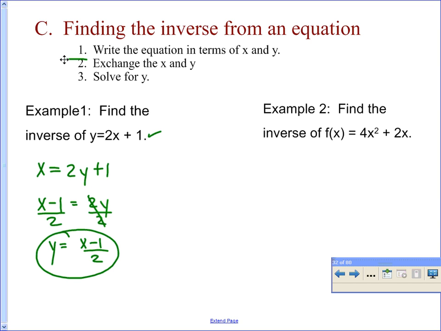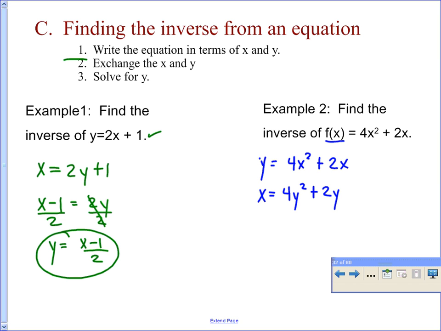Now this other example, a little more complicated. First of all, we have f of x, so we're going to write that as y is equal to 4x squared plus 2x. And now we're going to exchange our x and y values. So x is equal to 4y squared plus 2y.